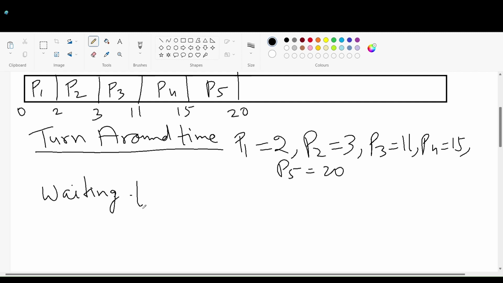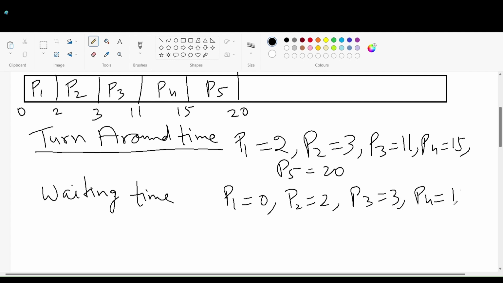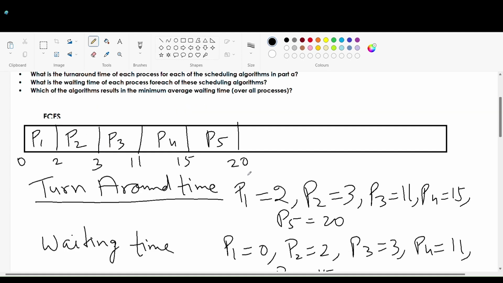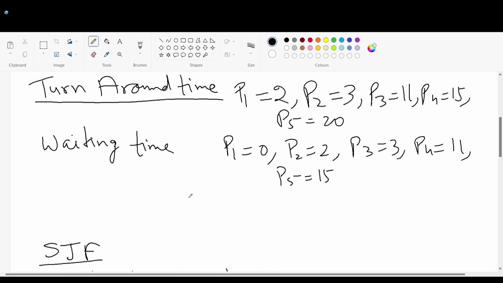Waiting time for P1 is 0. Waiting time for P2 is 2. Waiting time of P3 is 3. Waiting time of P4 is 11. Waiting time of P5 is 15. Right? So the minimum average time, we will find this one again at the end.